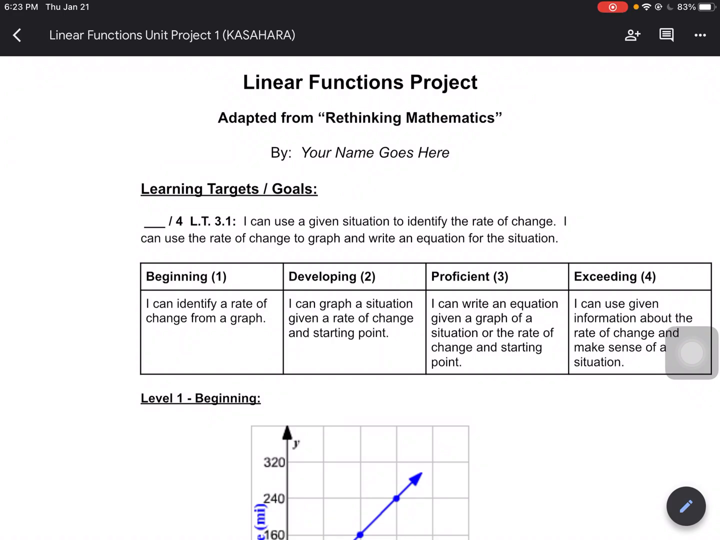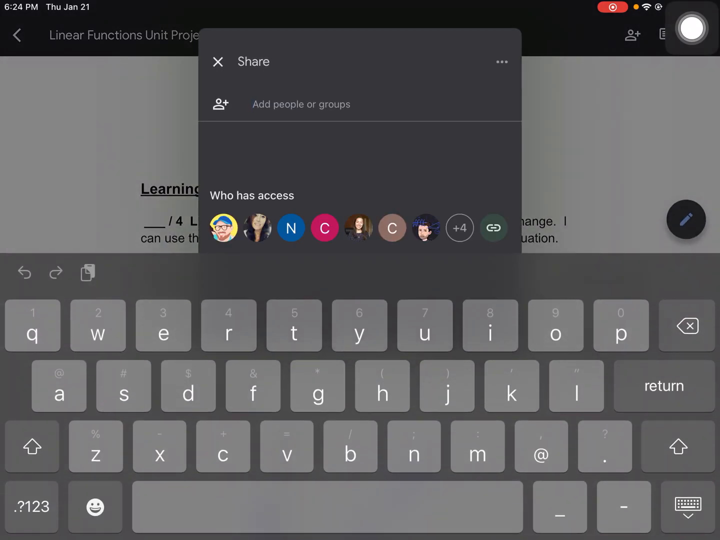Everybody, this is a video on how to do your linear functions project. The first thing you're going to do is make sure to add your name to your project, and then also make sure that you click on this little person and you type in your teacher's email, make sure they're an editor, and then send it to them. That way we can see that you've done your project and we can take a look at it once you comment that you are done on Schoology for the project.